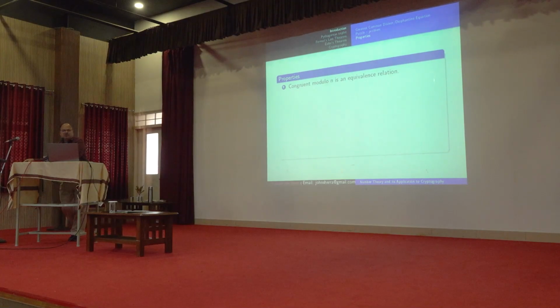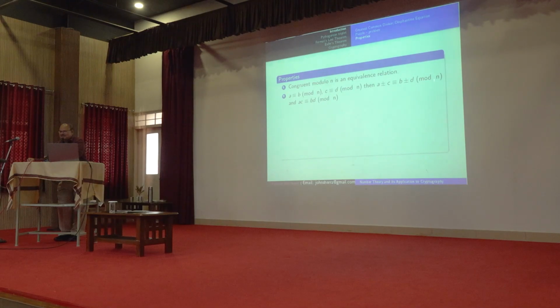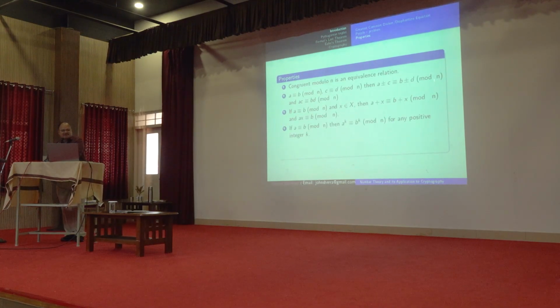Then congruence modulo n is an equivalence relation. All these are properties, right? I have the urge to write something when I see some of these, but I can't because I cannot locate the pen dot there. Anyway, so these are the ones. You can raise power. You can add any constant to both sides of a congruence. If you have two congruences in the same mod n, then you can add them, etc.